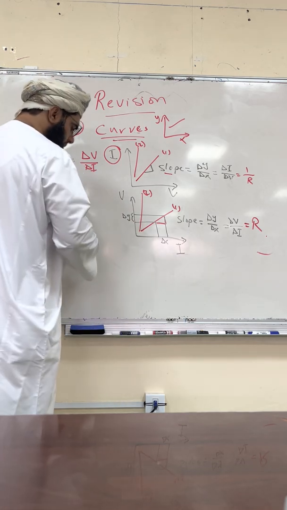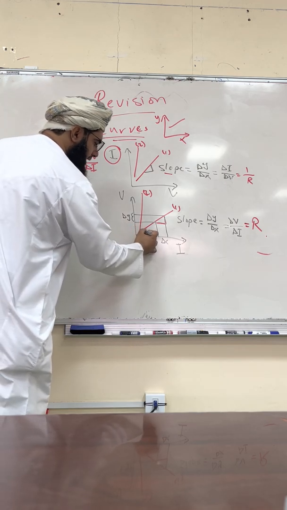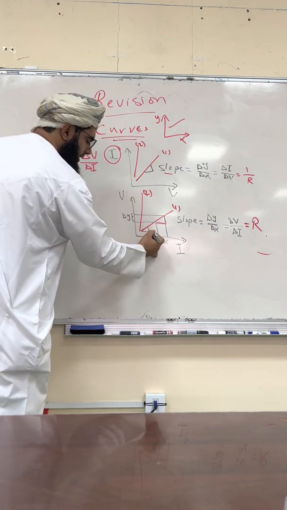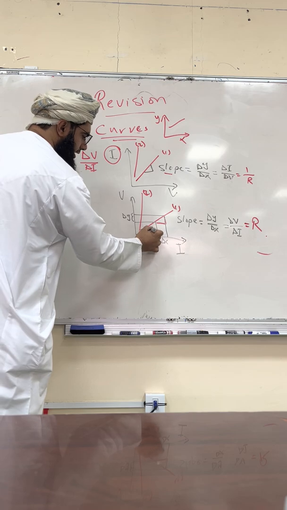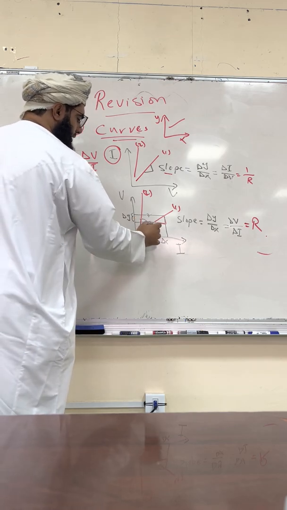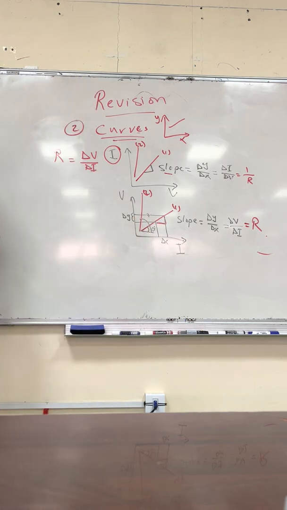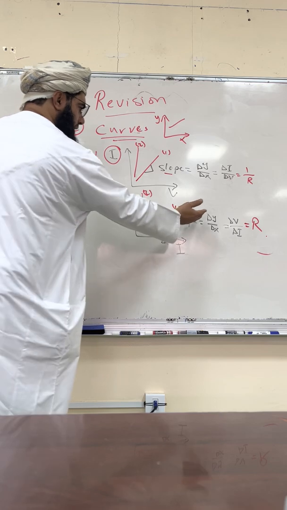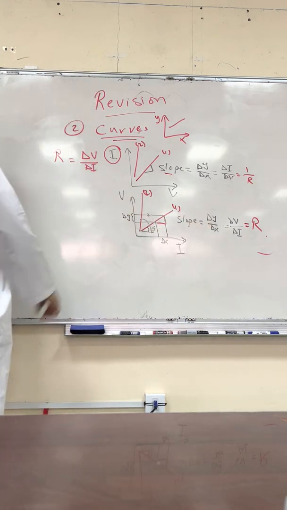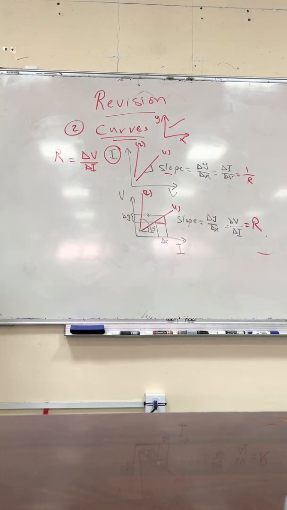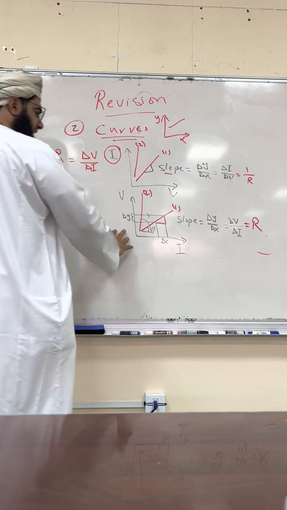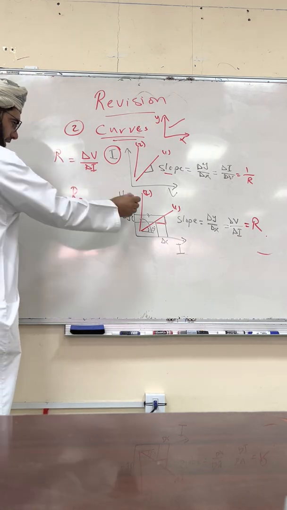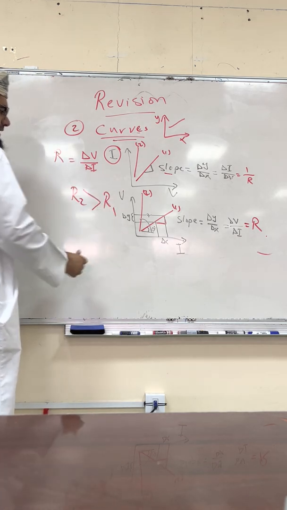How do I know the larger slope? Because we know this is theta from the x-axis, and this is the larger angle, alpha. So alpha is bigger than theta in this case, so we can say that it has a larger slope. We can also measure the slope by delta y over delta x, so we can get the difference between these two. So in this case, R2 is larger than R1 directly.